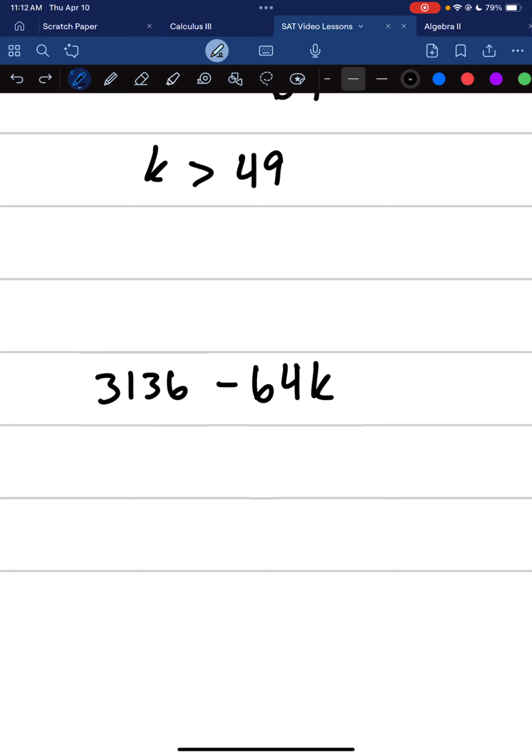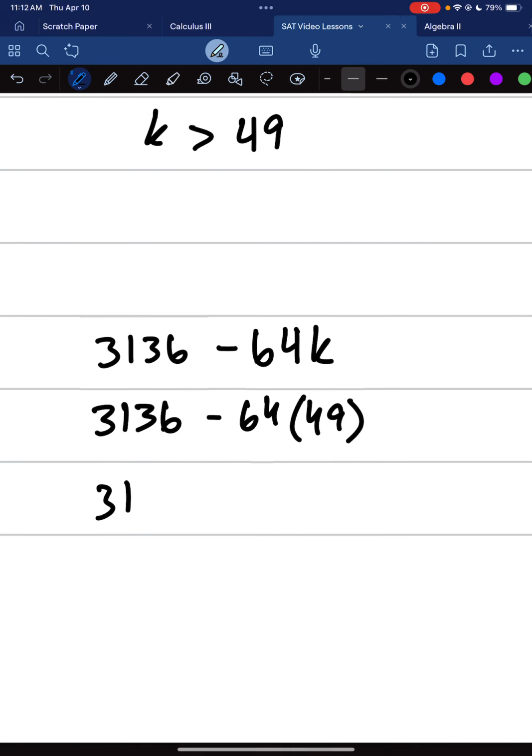So if we plug in k equals 49, then we get 3136 minus 64 times 49, or 3136 minus 3136. And that's going to be 0, right? So that's kind of like the tipping point. When k is equal to 49, our discriminant is equal to 0. But if k is anything greater than 49, then our discriminant is going to be negative, right?